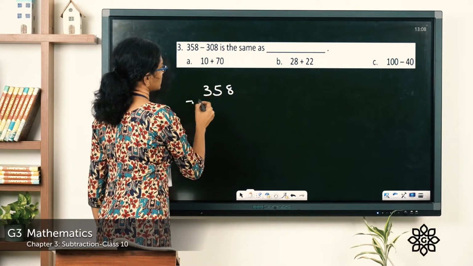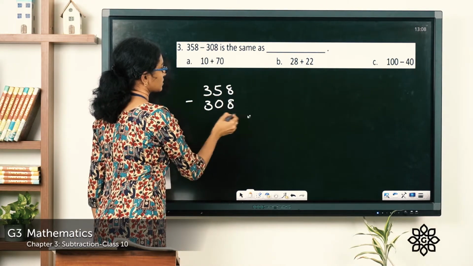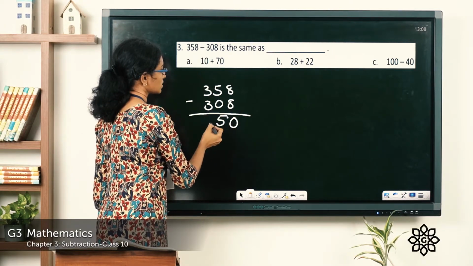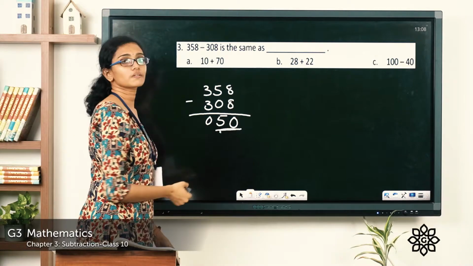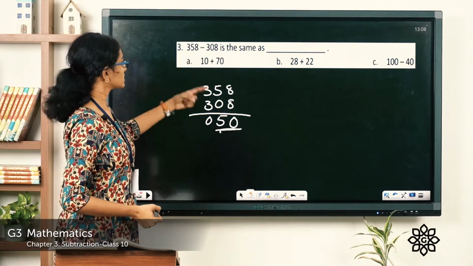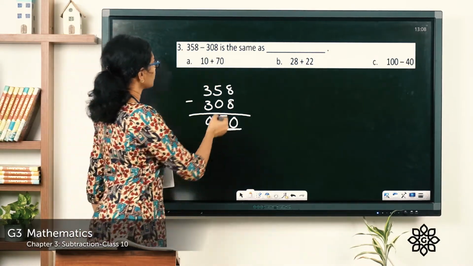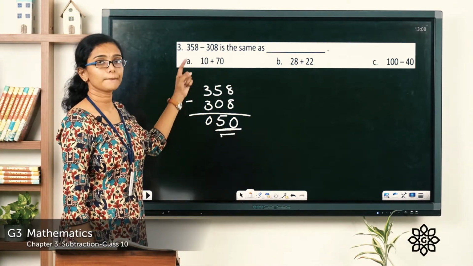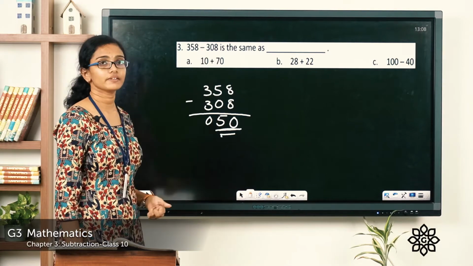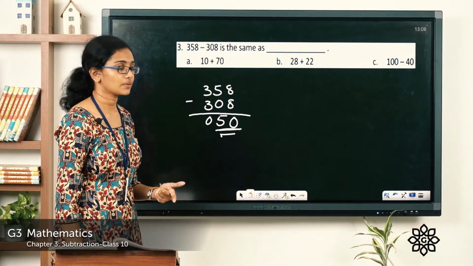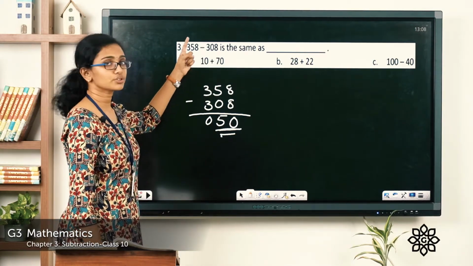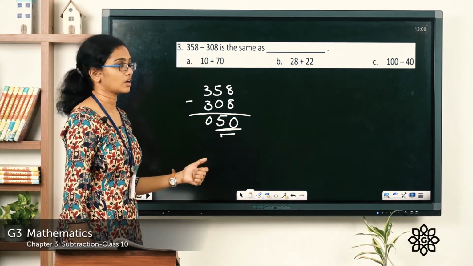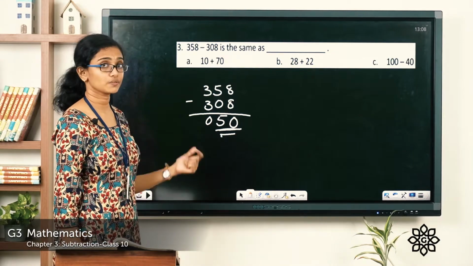358 minus 308. 8 minus 8 is 0, 5 minus 0 is 5 and 3 minus 3 is 0. So what is the difference between these two numbers? That is 50 itself. So here option A is 10 plus 70. What is 10 plus 70? It is 80, right? So is it the option for this question? Is it the same as the difference of these two numbers? No, it's not. So that's not our option or correct answer for this one.